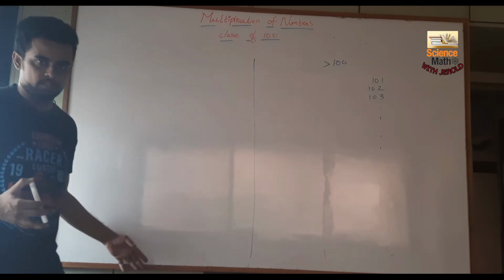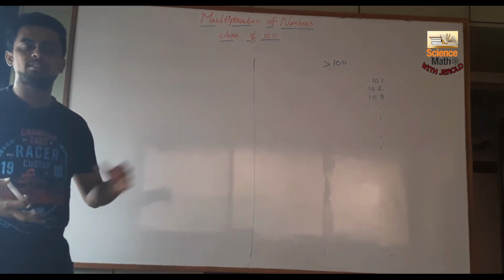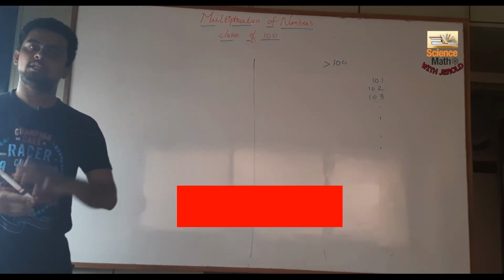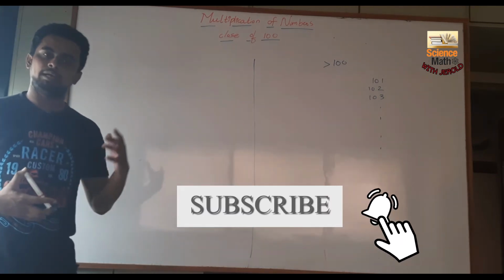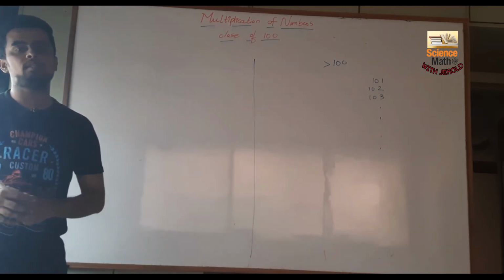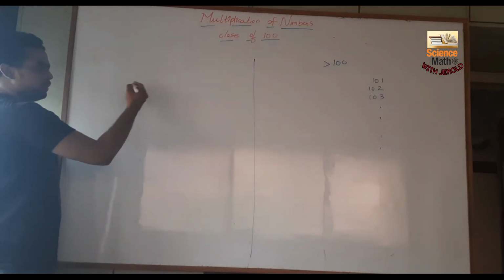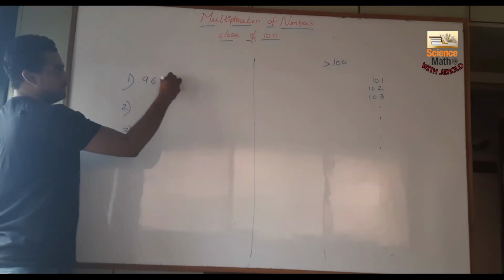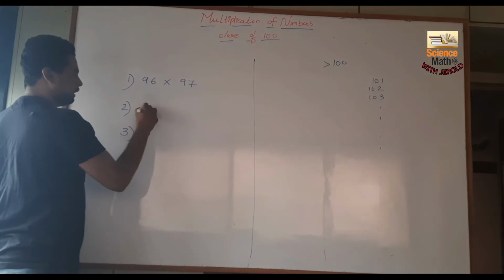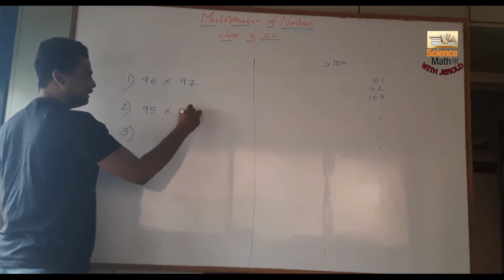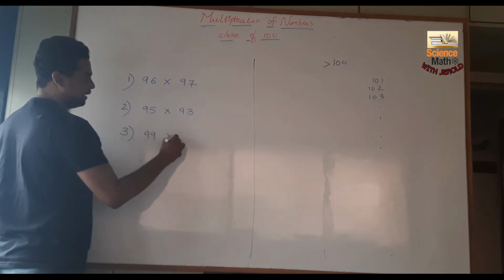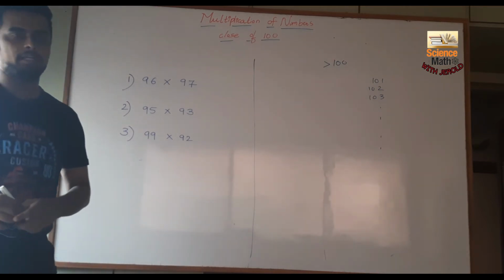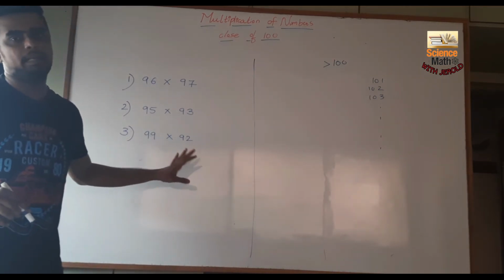Now I will give you a few questions. I want you all to solve the questions on your own. At the end of the video, the answers for these questions will be displayed. I will request everyone who is watching this video to solve these by the trick and send your answers in the comments section. Let us see 3 questions: 96 multiplied by 97, then 95 multiplied by 93, and 99 multiplied by, let us say, 92. These are the 3 questions that I will give you all.